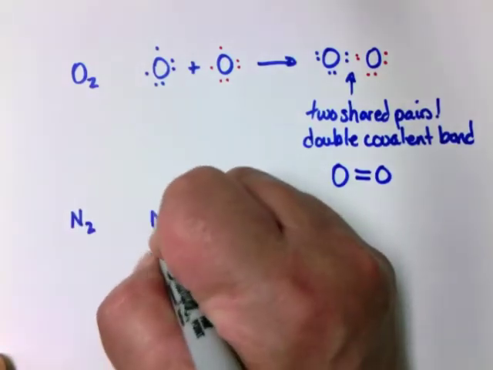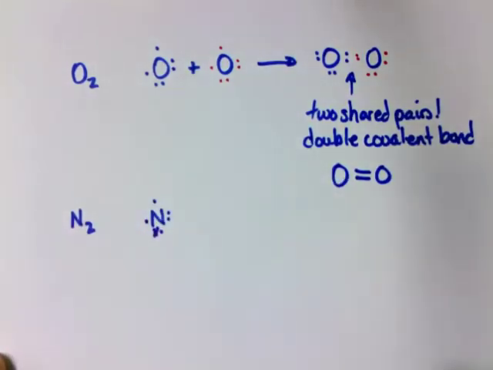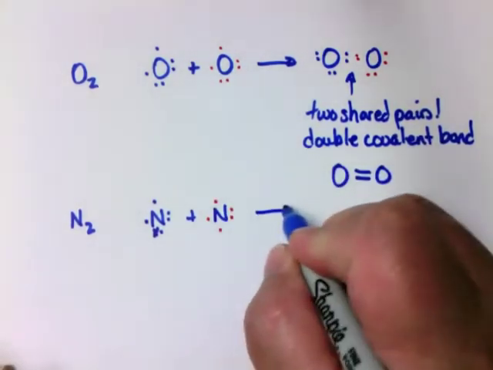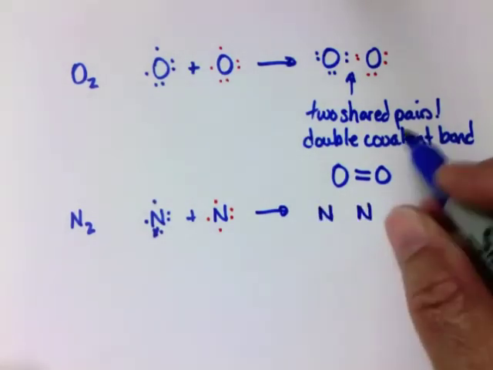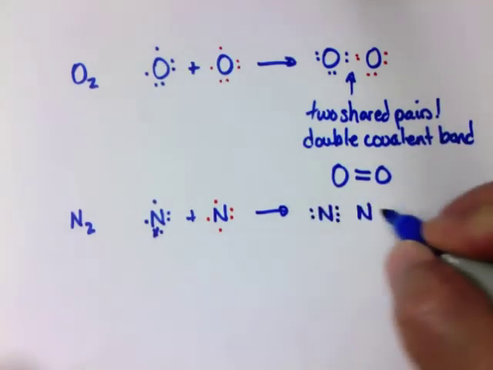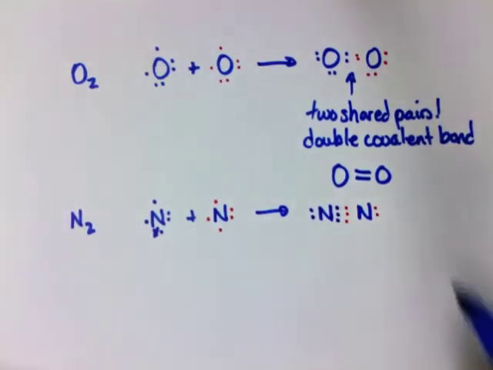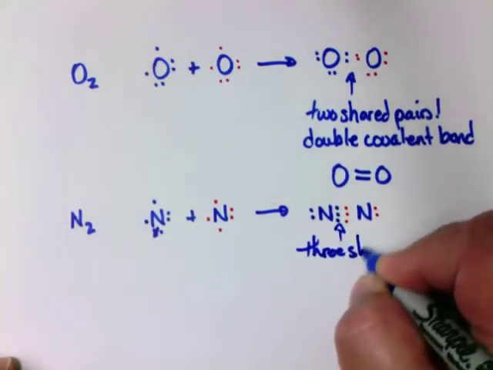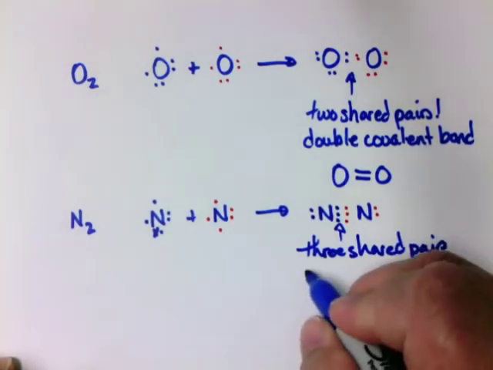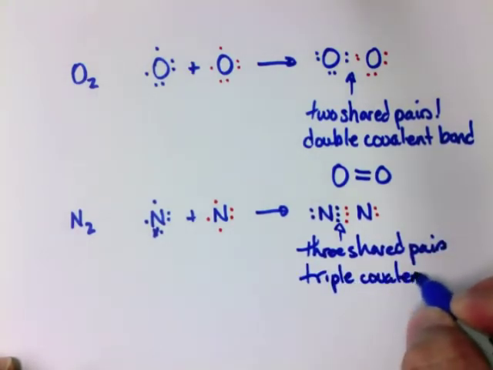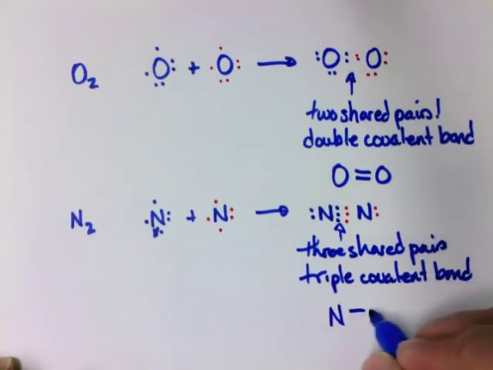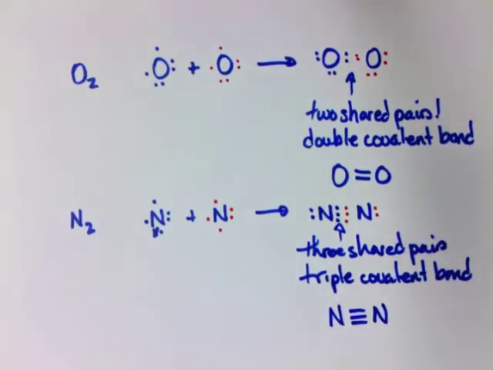Lastly, we have nitrogen, and as we saw before, nitrogen has 5 valence electrons. So for diatomic nitrogen, what do you think is going to happen? Well, if you guessed that there's going to be 3 shared pairs between the 2 nitrogens, you're correct. And so now we have 3 shared pairs, and this is what's known as a triple covalent bond, and it's represented by 3 lines.